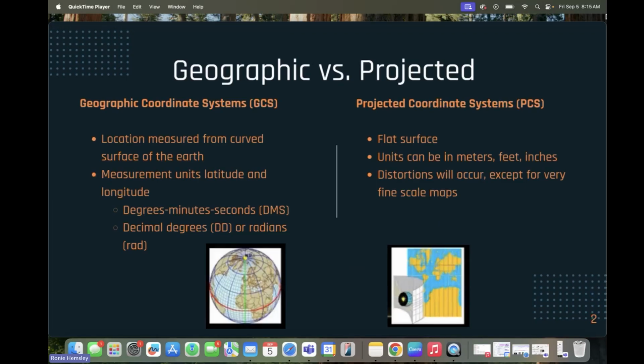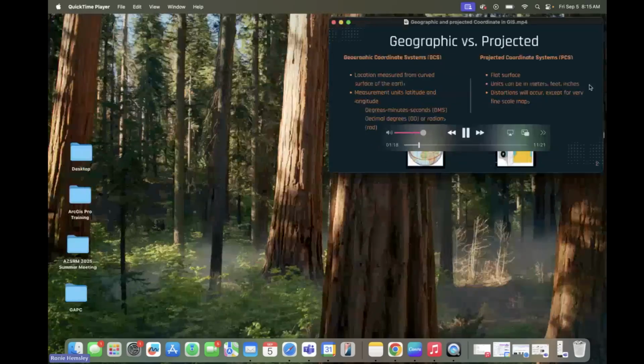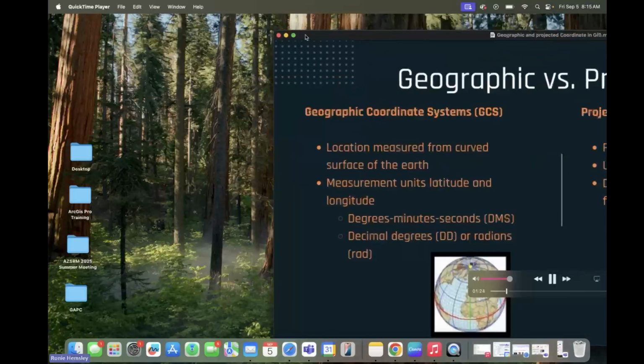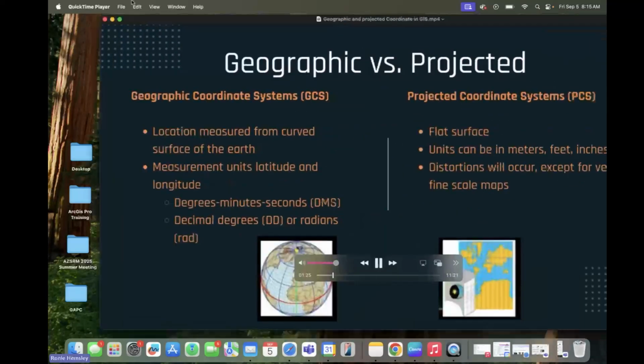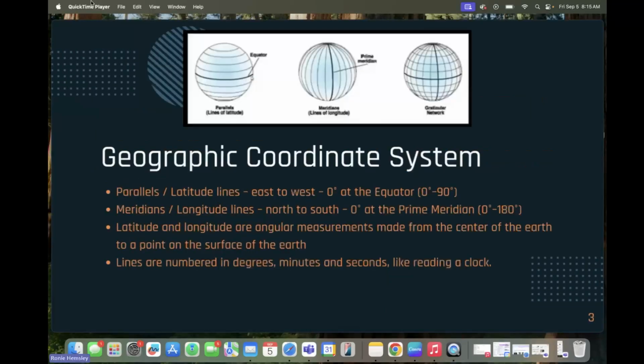With PCS, the units can be given in meters, feet, or inches. The important thing to keep in mind here is that when you flatten the Earth, distortions will always occur. These distortions can affect things like shape, area, distance, or direction, but they're minimized when working with very fine-scale maps. Now, let's take a closer look at the geographic coordinate system itself.